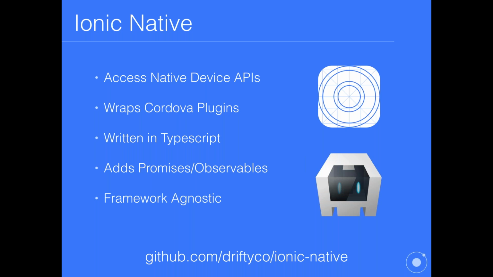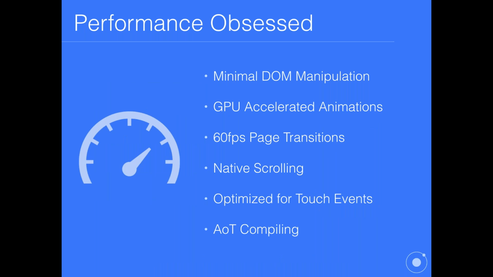But mobile apps also need to be able to access a whole variety of native APIs, things like the accelerometer, the GPS, the camera, etc. And for that, we have another open source project called Ionic Native, which wraps Cordova plugins to give JavaScript access to native APIs and adds some nice sweetener on top, such as support for promises and observables. Ionic Native is also completely framework agnostic. It is called Ionic Native, but you do not need to use it in an Ionic project.